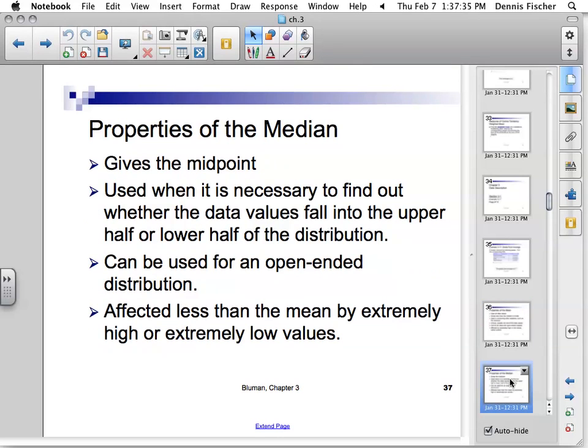The median is the midpoint. Used when necessary to find out whether the data falls in the upper or lower half of the distribution. In other words, for the median, 50% of the values are above, 50% of the values are below, right? Median can be used for open-ended distributions, so it can be used if the values are going out forever. And it is affected less than the mean by extremely high and low values. It is still affected. The median can still be affected, but it's affected less.